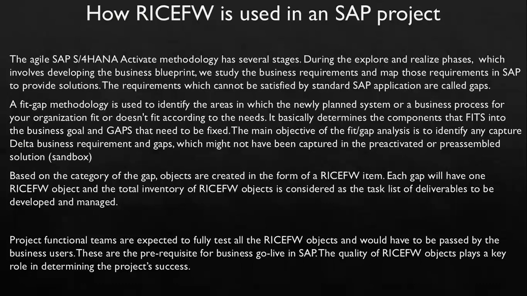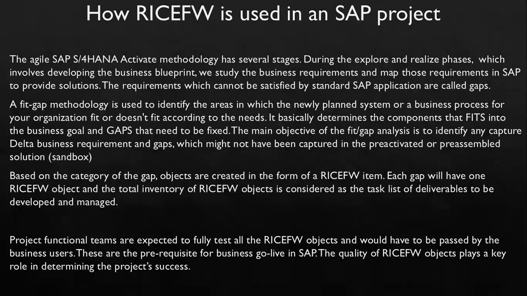Based on the category of gap, objects are created in the form of WRICEF items. Each gap will have one WRICEF object. We'll discuss that. So WRICEF objects are your configurations. The total inventory of WRICEF objects is considered a task list of deliverables to be developed or managed, right? So the collection of all the gaps is the total inventory of your WRICEF objects, a task list of deliverables. And of course, there is a need to find solutions to those gaps because they are delta business requirements.